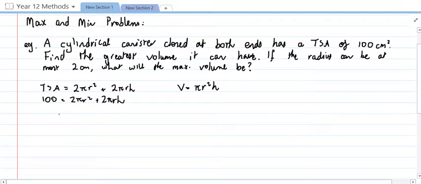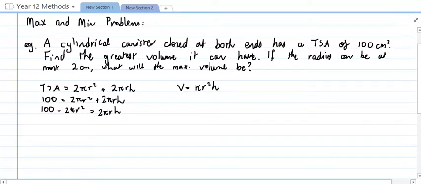Now, what I'm thinking to do at this point is get all of this equation here in terms of h, all in terms of r, so I get h in terms of r, and then sub it into the other equation over here. So, first thing I'm going to do is minus 2 pi r squared on both sides. So I'll have 100 minus 2 pi r squared equals 2 pi rh.